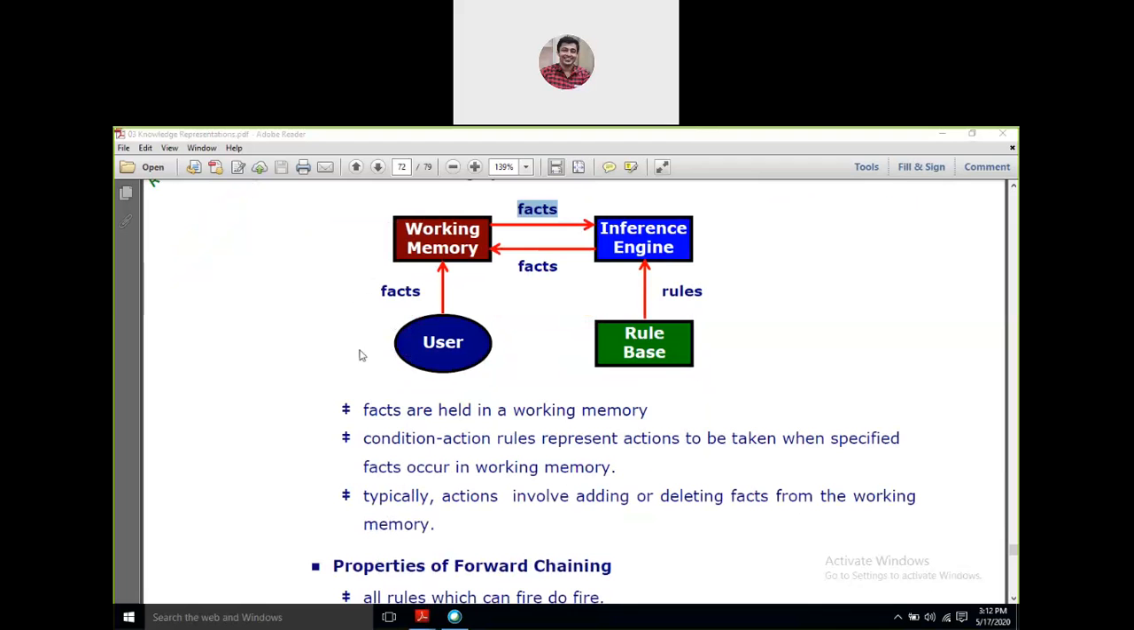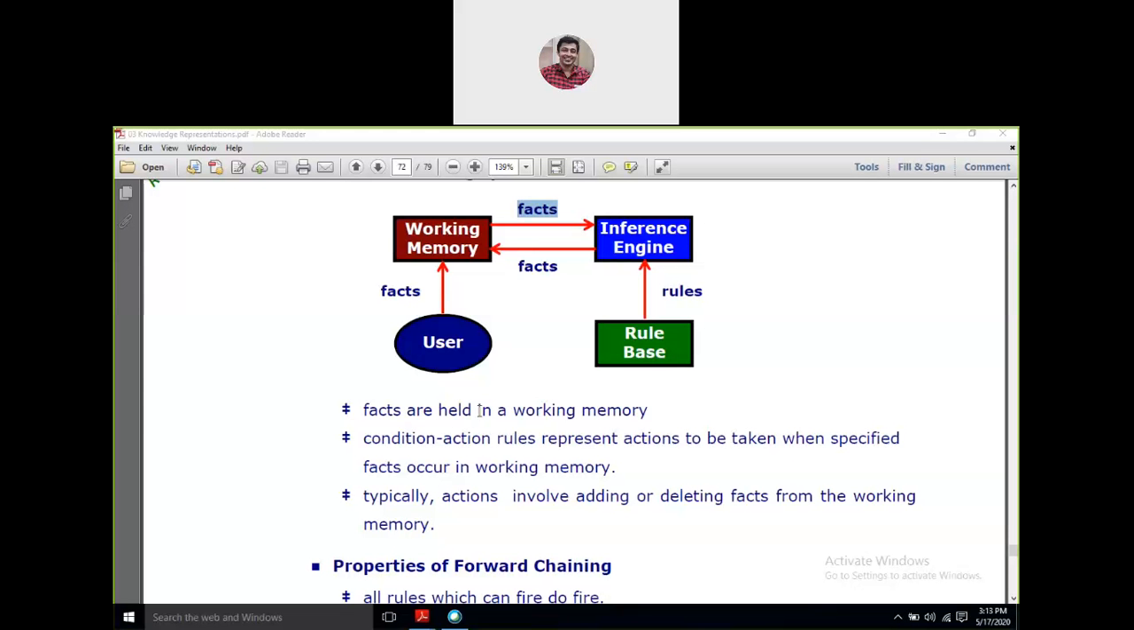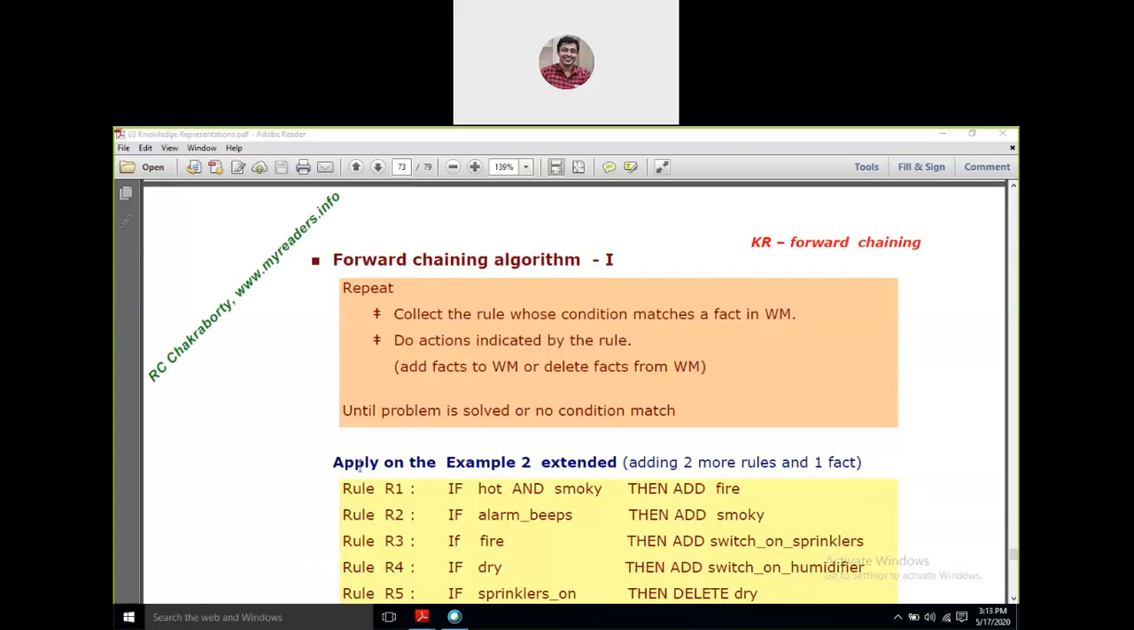Okay. Now facts are held in the working memory. There are certain condition action rules that represent the actions to be taken when specified facts occur in the working memory, right? So these are again some of the things which you already know. Now there is an important thing coming up. Kindly pay attention. There is an algorithm for forward chaining. We have to repeat these steps successively until we have solved everything, or there is no condition match.